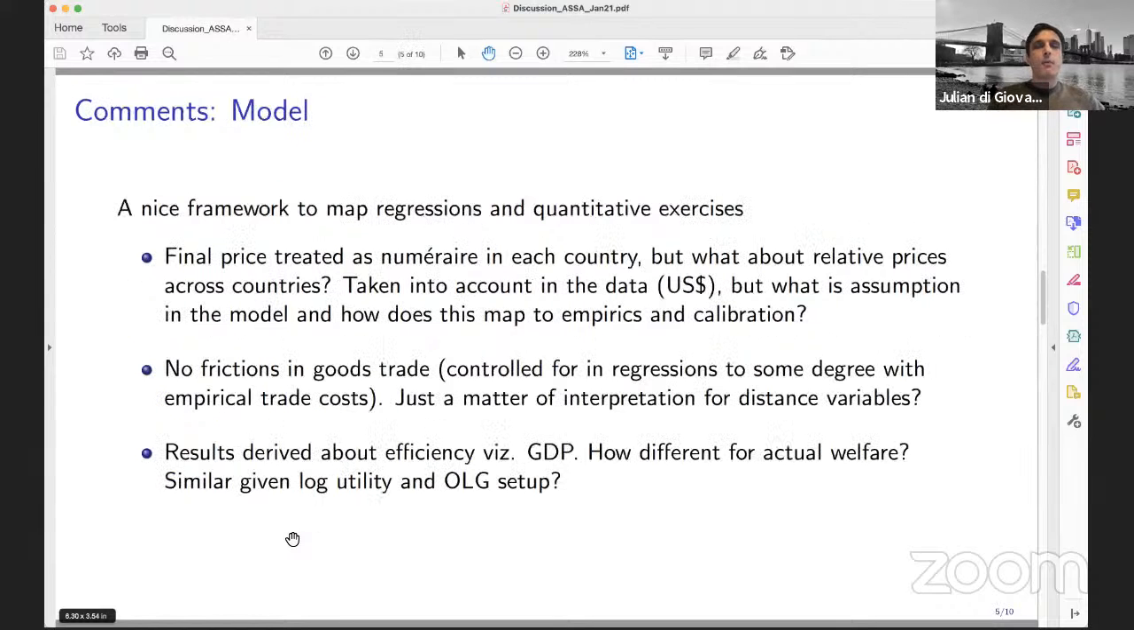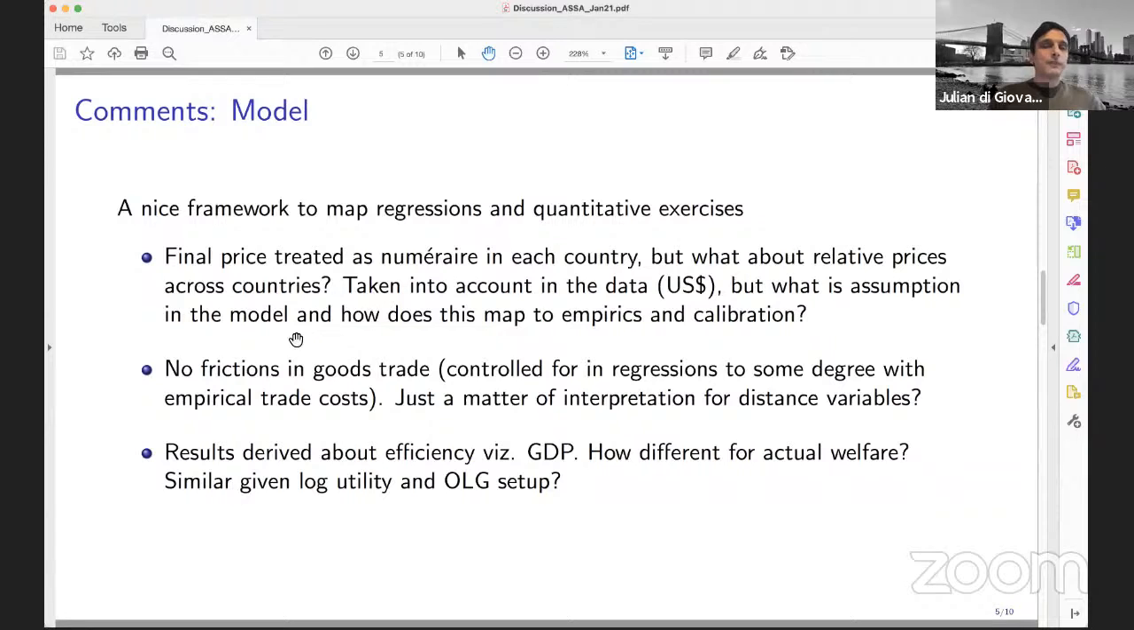So my basic comment on the model: very nice framework, it maps the regression to the quantitative exercise nicely. As I said, some quibbles where I got a bit lost. In solving the model, they treat the final price as a numeraire in each country, but that made me think, what about relative prices across countries? They don't take a stand on this, at least not that I could see. Of course, this is taken into account in the data, where everything is treated in US dollars, but what is the assumption in the model that allows them to do this, and how does this map to the empirics and the calibration?